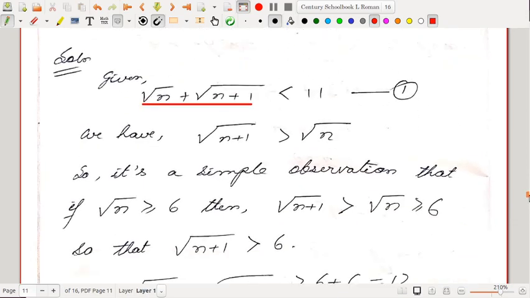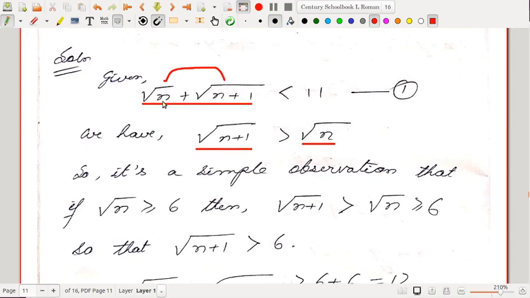We observe that the square root of n plus 1 is strictly greater than the square root of n. So if root n is say 7, then this has to be more than 7, so their sum will be more than 14. The sum is less than 11. If one of them is 5 and the other is more than 5, say 6, then the sum is 11. But I want something less than 11.